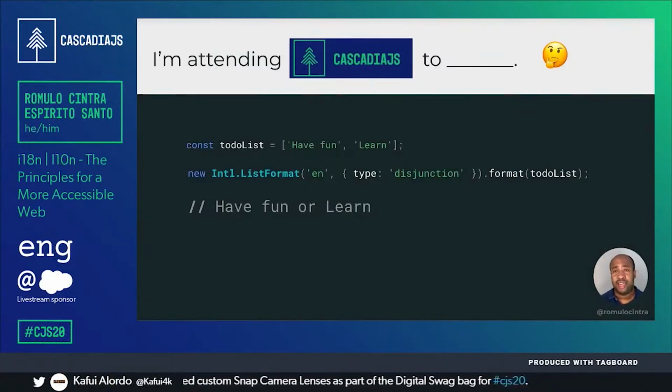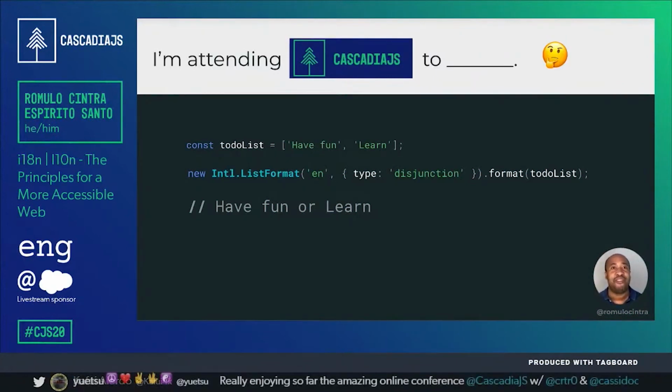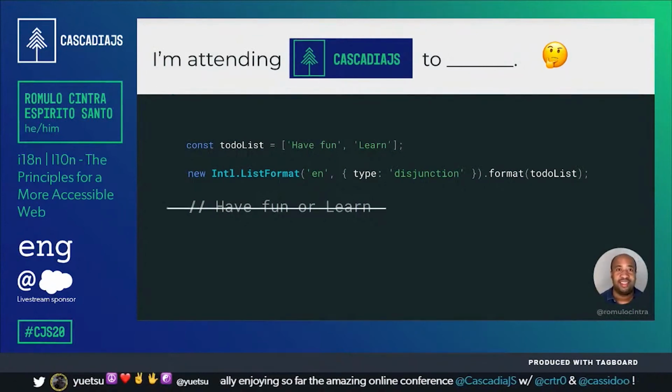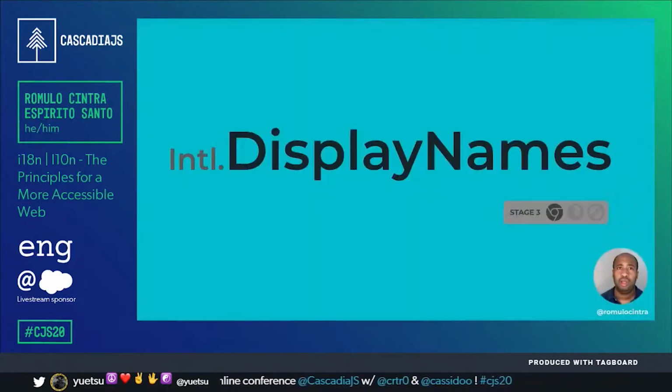And we have the disjunction. Yeah, not everything is perfect, and in this case it will be: in CascadiaJS you can have fun or learn. Of course, that is not the correct answer, because here you have fun, you learn, and much more things.